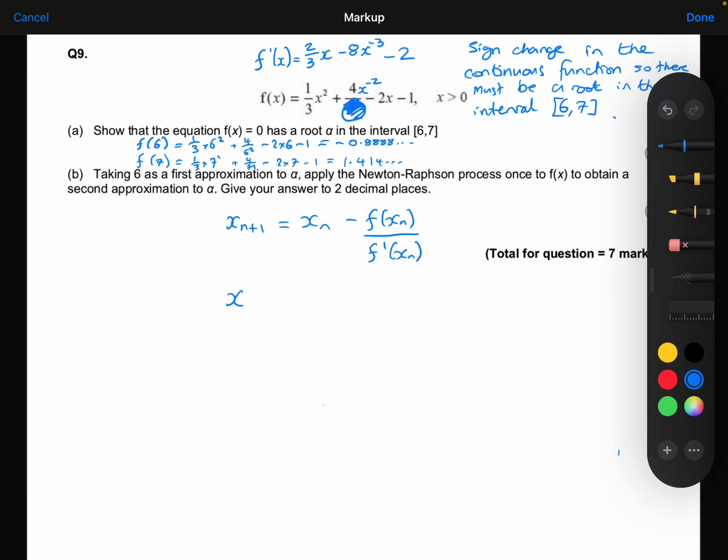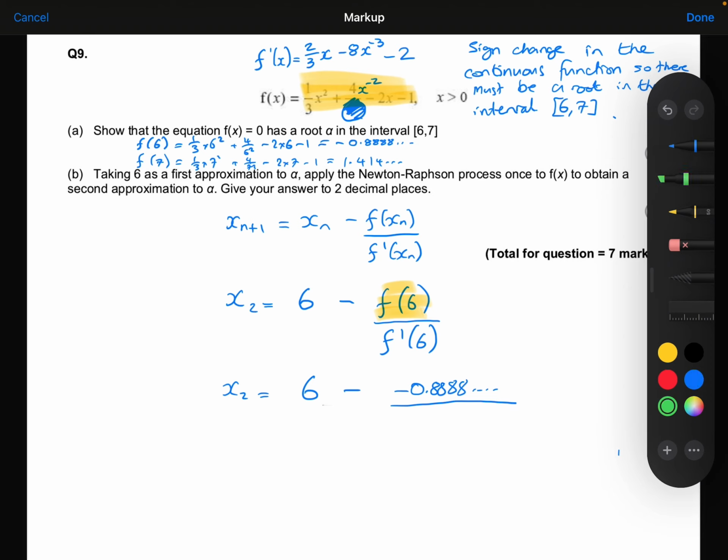So to get my second approximation, I'm going to do my first approximation, 6, minus f of 6 divided by f dash of 6. So if I substitute 6 into my original function, I get the minus 0.8 recurring.